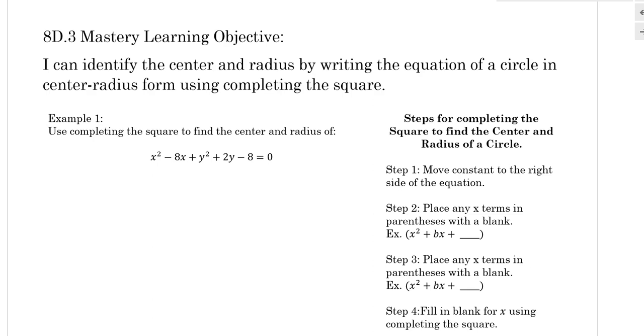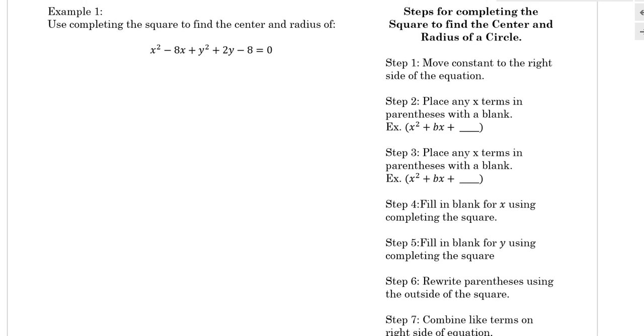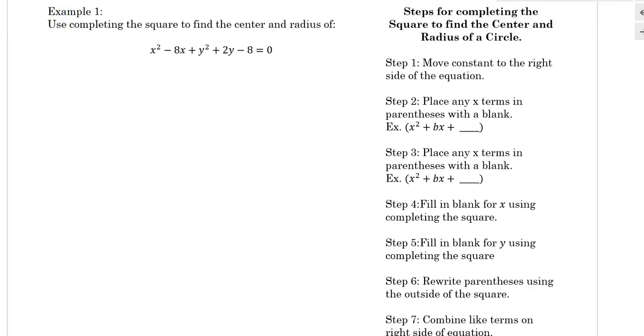So we've done where we have an x term in our center, and we've done where we've had a y in our center. Now we're going to look at where we have a number for both x and y. Really all we're doing is completing the square twice. Our problem starts the same. I'm still going to start by moving my constant. So I have x squared minus 8x plus y squared plus 2y equals 8.